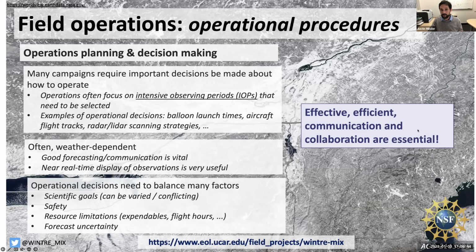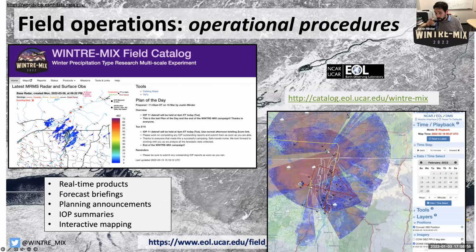Through all this, it's really important to have effective, efficient communication and collaboration between your team members. You need to be easily exchanging information and be able to work together to make these decisions as a team. One really useful tool we had during Wintry Mix to help us in this decision making was our field catalog. This is a website put together by our colleagues at the NCAR Earth Observing Laboratory. It was a one-stop shop where we could access a lot of the information we needed for our planning and our decision making.